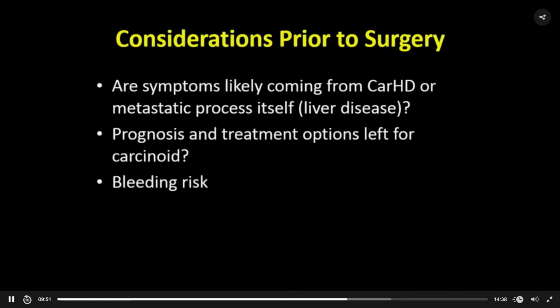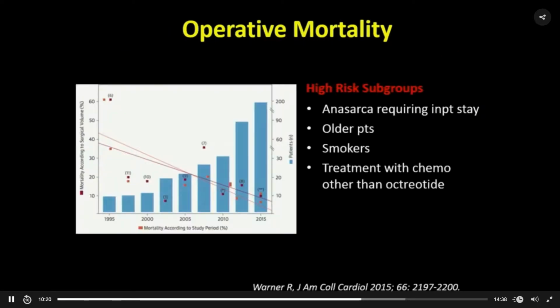However, the things to consider prior to any surgical intervention are whether the symptoms are likely coming from the carcinoid heart disease itself or from the metastatic process, such as the involvement in the liver. It's important to know the patient's prognosis from the carcinoid perspective, and also what treatment options are left for this individual, as well as the bleeding risk, because these patients have significant liver disease and often have coagulopathies.